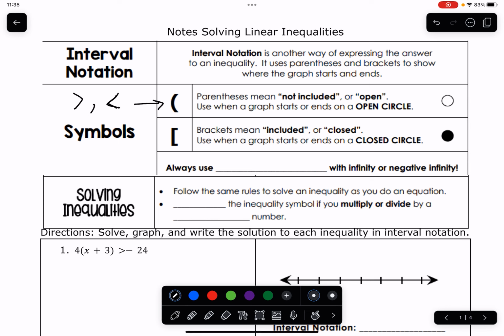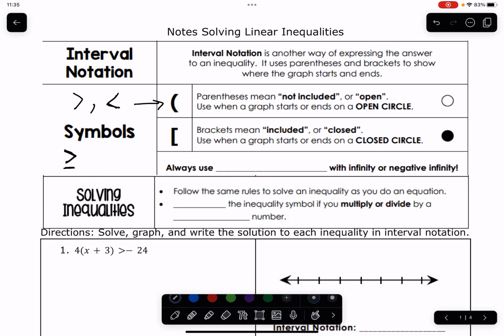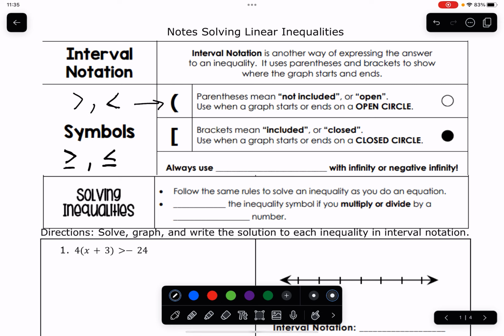Now, if the inequality that we're using has an equal sign underneath it, like greater than or equal to, like in this example here, greater than or equal to, or less than or equal to, that's when we use the brackets on those endpoints. Now, what always uses the parentheses are the infinities. A parenthesis is always used with the infinities.